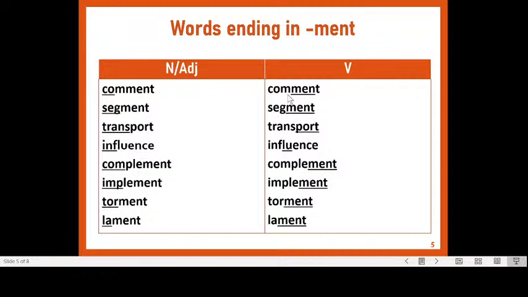Okay, so the second column has verbs. So when they are verbs, we pronounce them like this, with stress on the last syllable. Comment, segment, transport, influence, complement, implement, torment, lament. Okay, I'm going to read them across. Comment, comment, segment, segment, transport, transport, influence, influence, complement, complement, implement, implement, torment, torment, lament, lament.